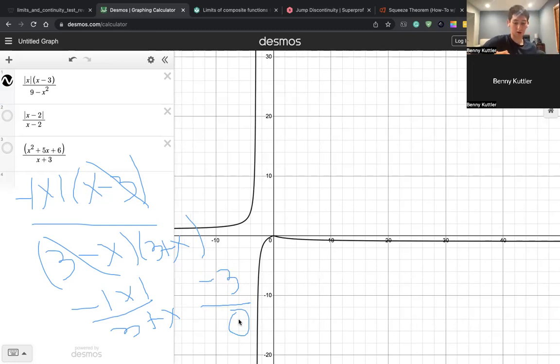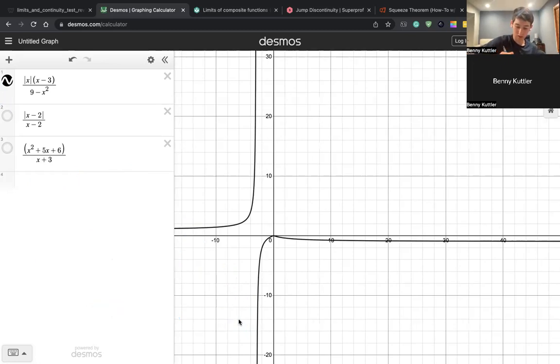So that's our other type of discontinuity. So we have a hole, a jump, and a vertical asymptote. And a hole is the only one of those that's a removable discontinuity. The other ones, the limit does not exist.